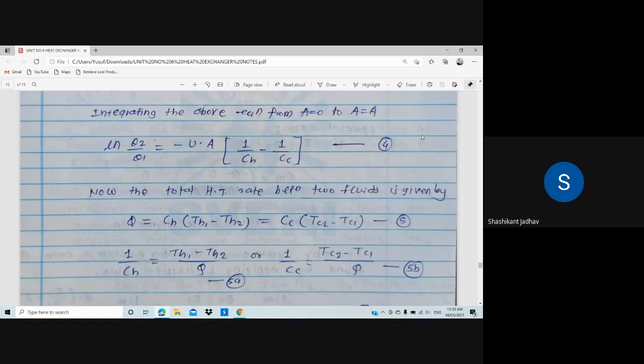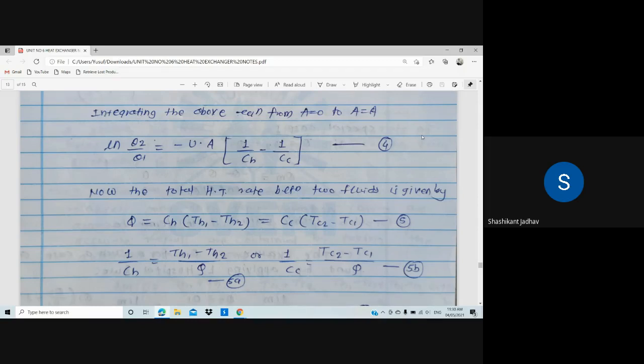And for the cold fluid, the same heat: whatever heat the hot fluid has transferred, the cold fluid takes. So the heat transfer rate is the same for the hot fluid and the cold fluid. Okay, so Q is equal to Ch into bracket Th1 minus Th2 is equal to Cc into bracket Tc2 minus Tc1, and that is equation number 5. All of you write down equation number 5.